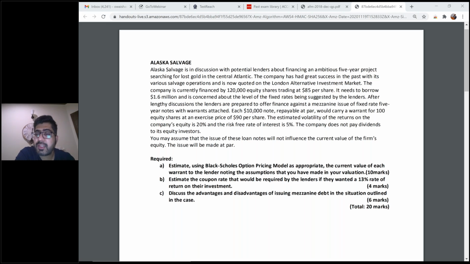Now, don't be happy that you get 10 marks for computation. No. Estimate using Black-Scholes the current value of each warrant. You need to estimate the value of the warrant using Black-Scholes. So value means premium. You need to find the premium using Black-Scholes, noting the assumptions that you make. You also need to note the assumptions. I will tell you the assumptions of VSOP as well, but the first thing is that you need to estimate the value of this warrant certificate. Warrant is a certificate, and then you need to tell the assumptions. Okay.